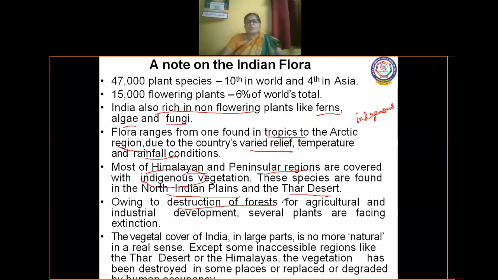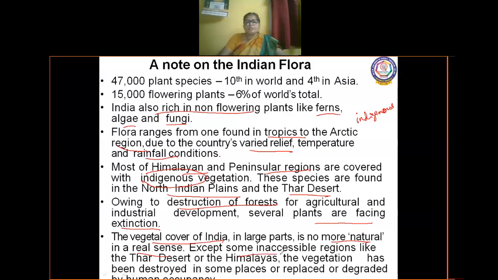Owing to destruction of forests for agriculture and other industrial development, several plants are deteriorating or becoming extinct, reducing their number. Now, the vegetal cover of India in large parts is no more natural because during British time, by known or unknown factors, the influence took place and the natural vegetation was stopped. The growth of natural vegetation has reduced and artificial vegetation has been introduced. So they are called exotic.